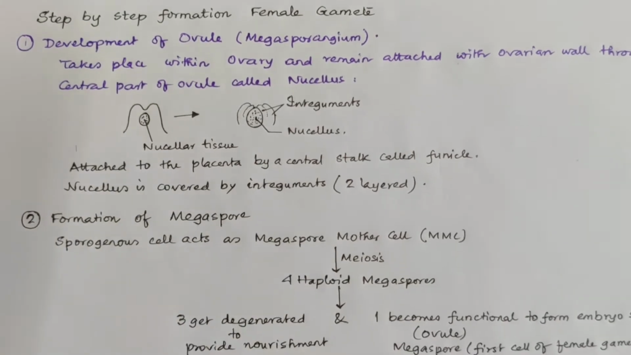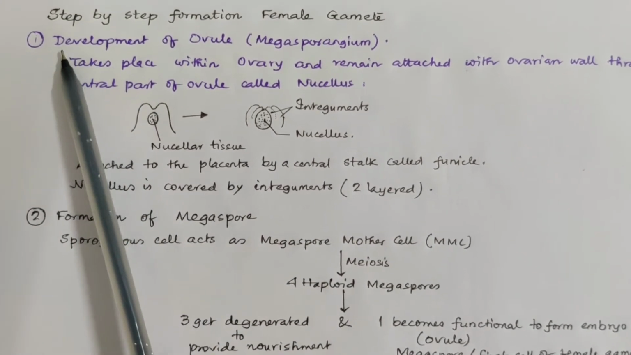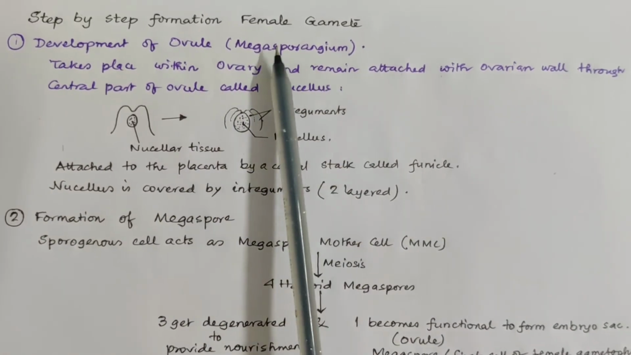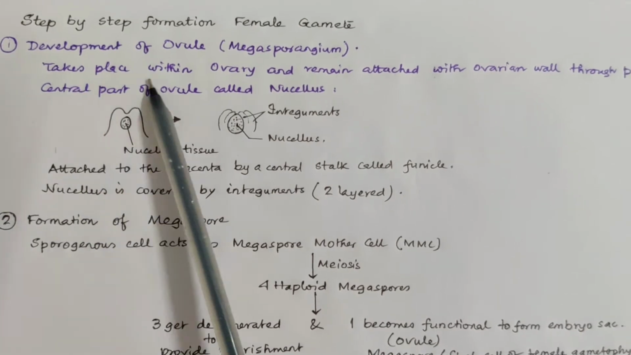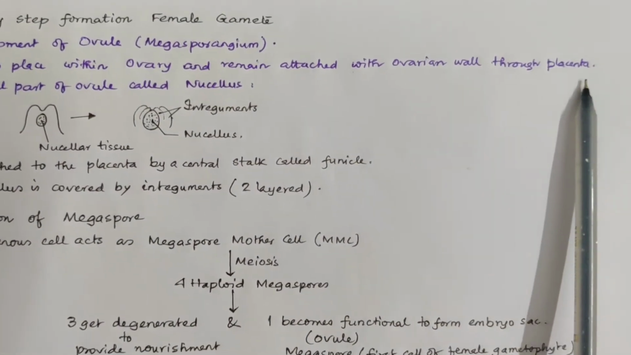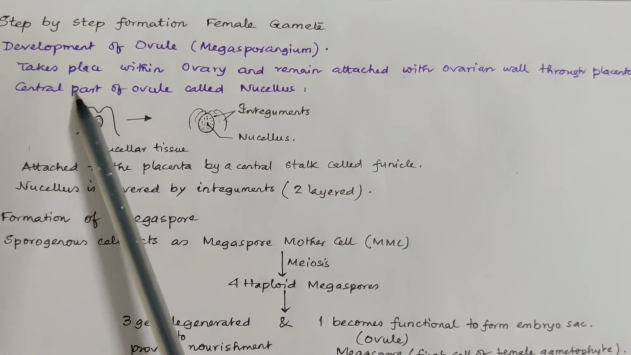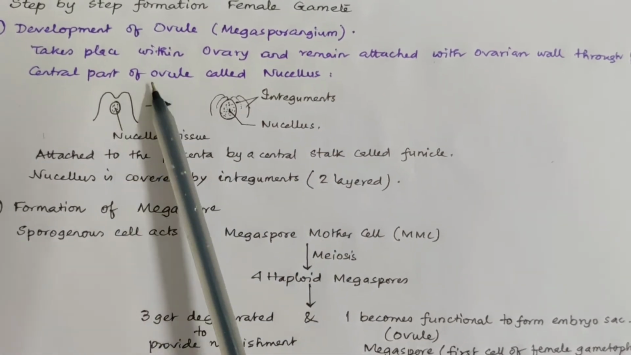Now coming to step-by-step formation of female gamete. The first step is development of ovule. The ovule is known as megasporangium. It takes place within the ovary and remains attached with ovarian wall through a structure called placenta. The central part of the ovule is called nucellus.